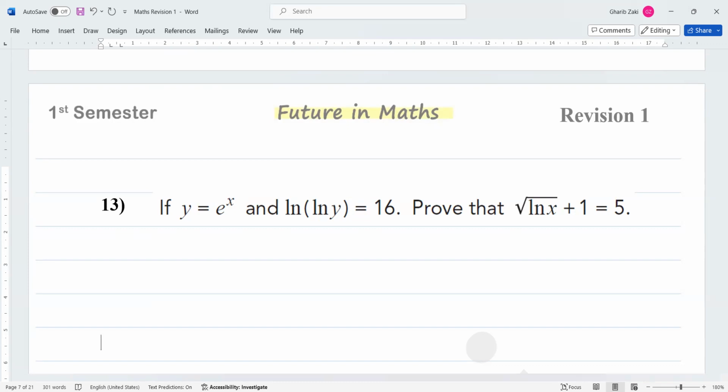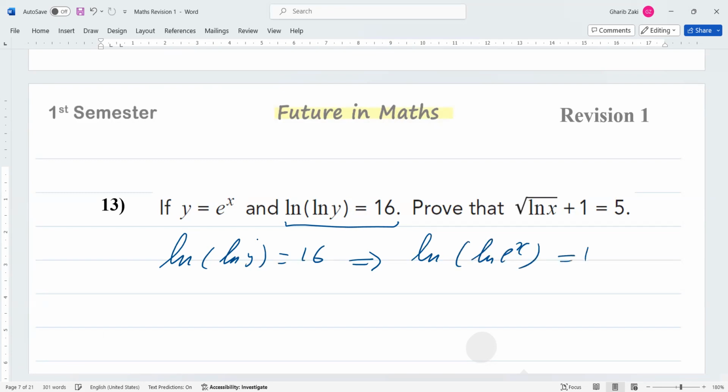Just replace y by e power x. Then we start from the given: ln y equals 16. Then ln e power x equals 16. Ln e power x is x. So it's x equals 16.